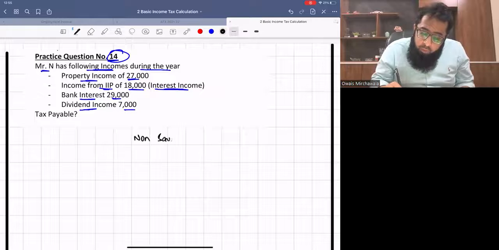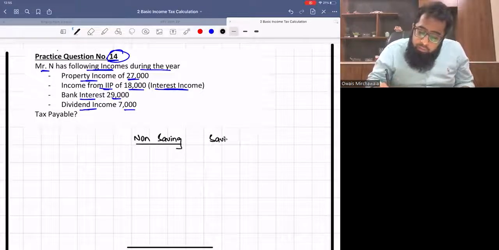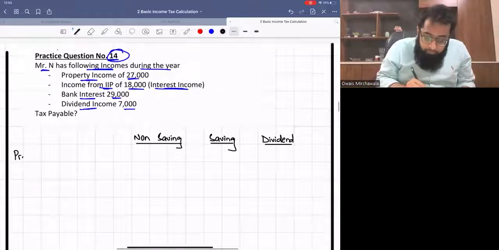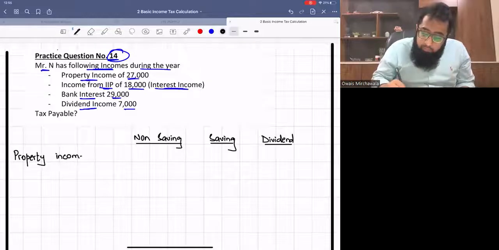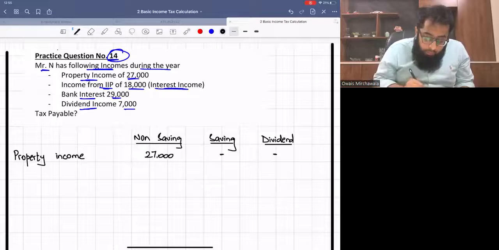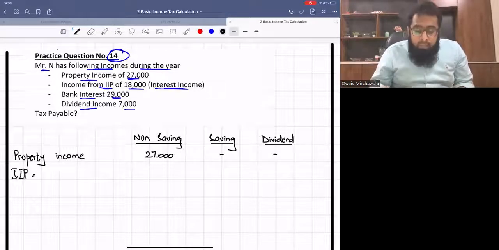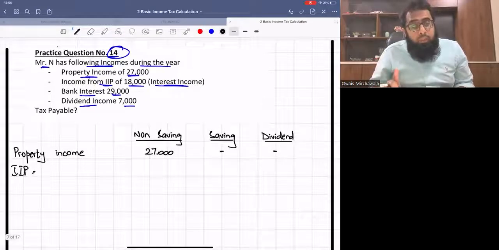Again, first of all, we will classify the incomes in right heads. Non-saving, saving, and dividend. Property income goes in head of non-saving, 27,000. IIP, since it is earning from saving source, we will classify it in non-saving.